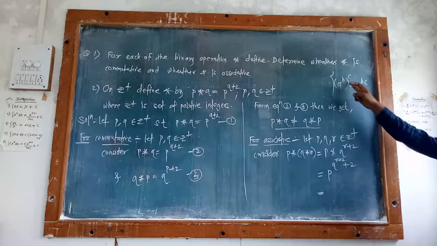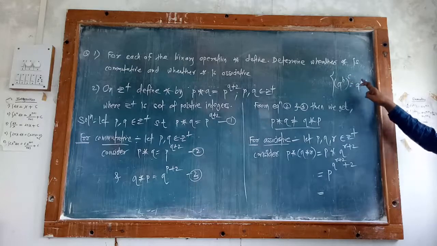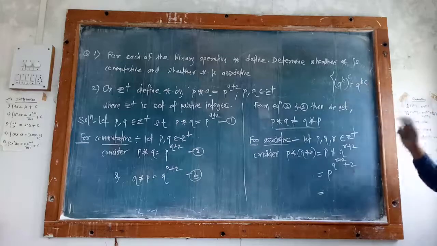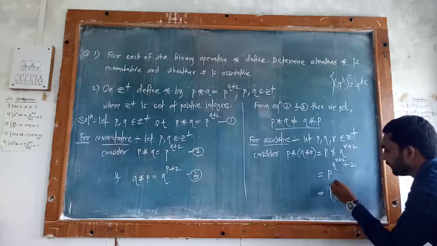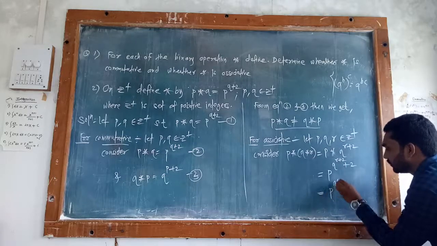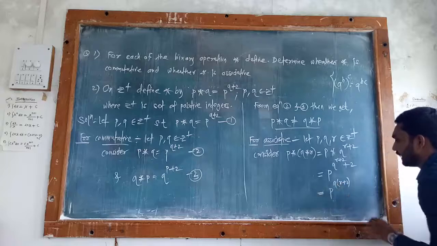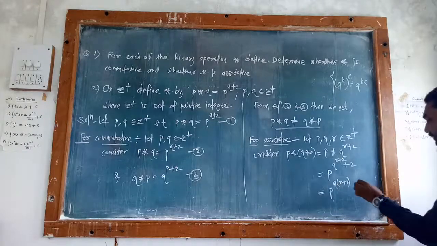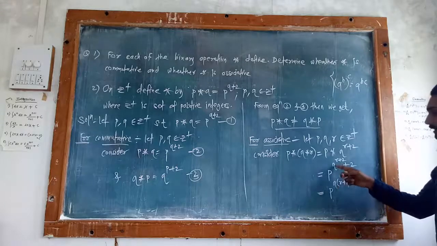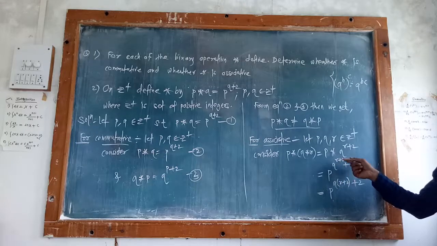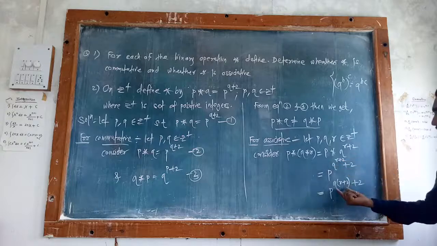A raised to b, whole bracket raised to c, becomes a raised to b into c. Take its product, same as in this concept. Then we get p raised to q into r plus 2, again plus 2 as it is. So a raised to b, raised to c becomes a raised to b into c. Take the product of those two exponents.